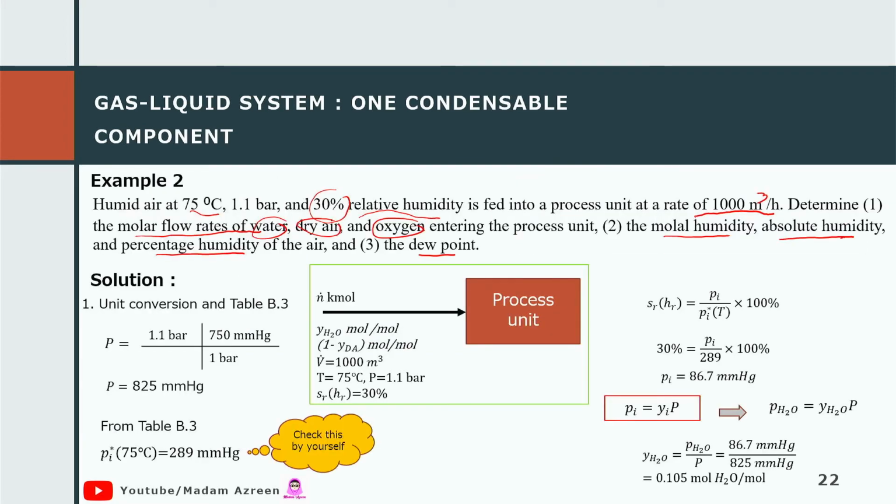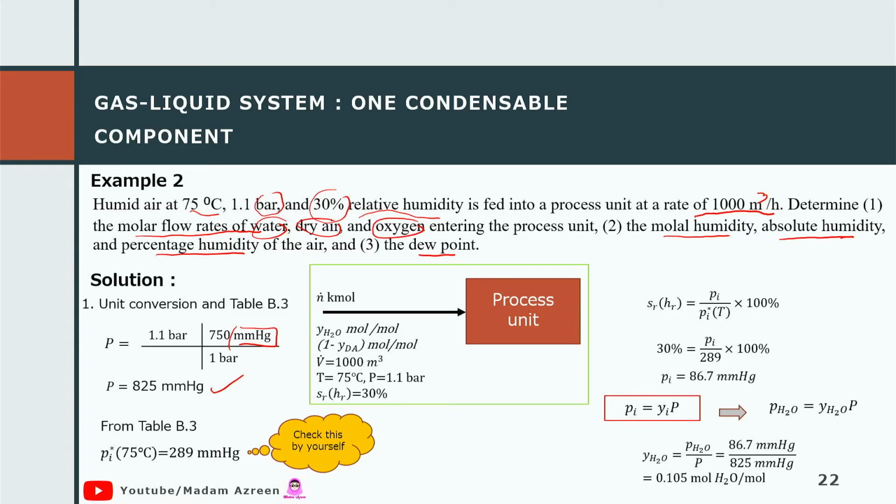Okay. The first thing to do is you have to do a unit conversion, because all the table using mmHg, and then kat sini dia bagi unit bar. So you have to change the unit first, yang ni lah, kita tukar unit. Okay, so ni nilai P, ini kita tukar unit.